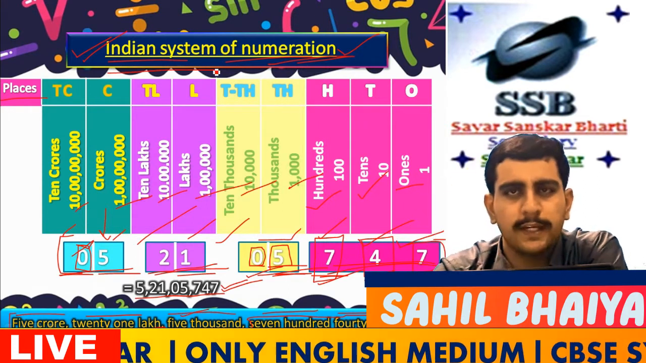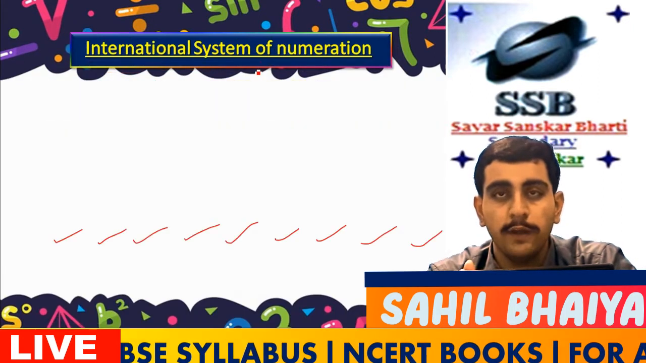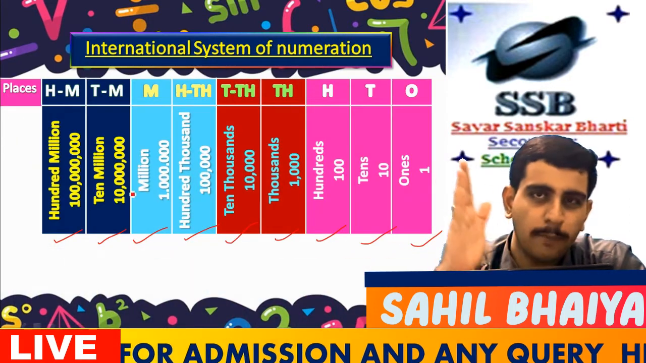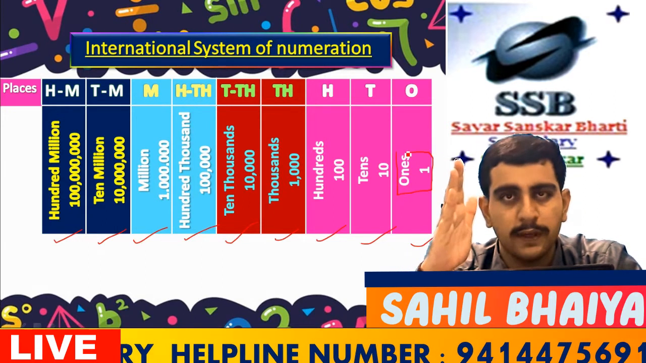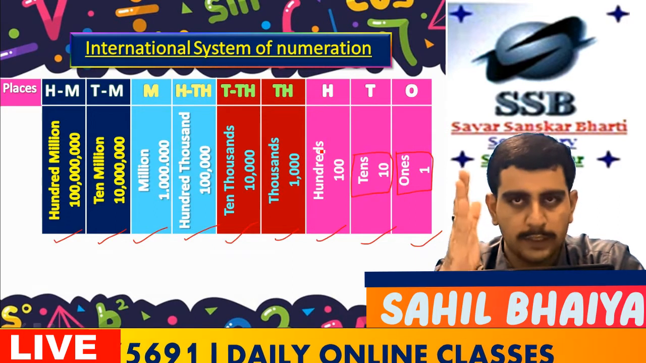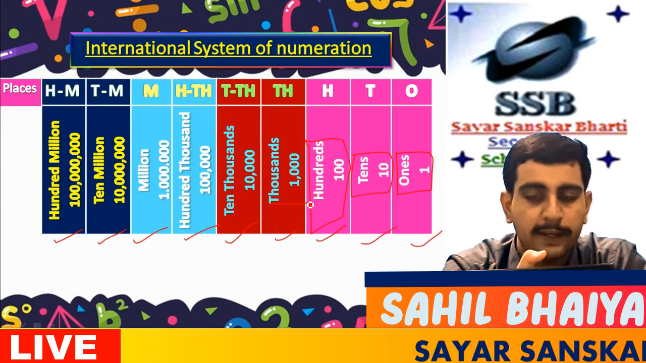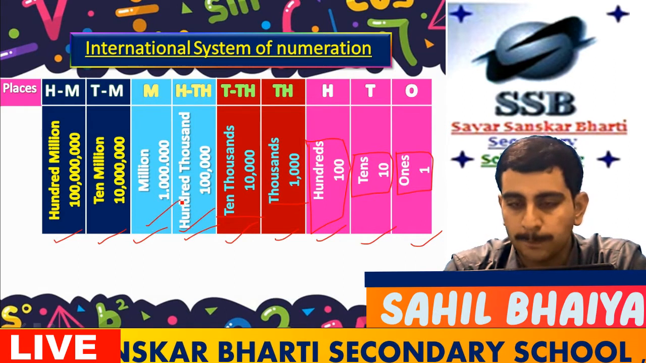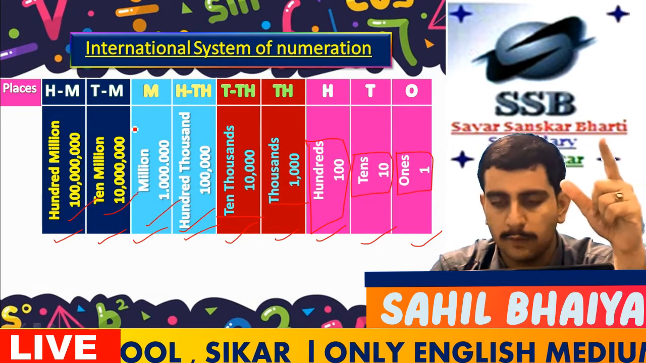Now let's move on to the second topic, the international system of numeration. It may be similar to the Indian system, but it is also different. You have the ones, tens, 100, then 1000, 10,000. These are the same. Then comes 100,000, then million, then 10 million, and then 100 million. You can see these places written in columns.